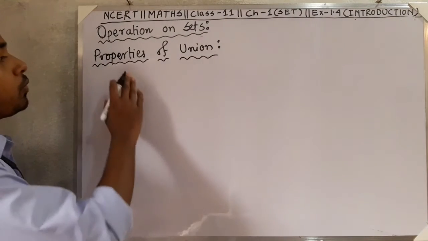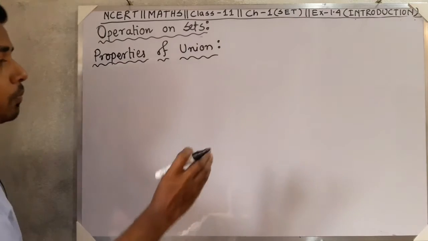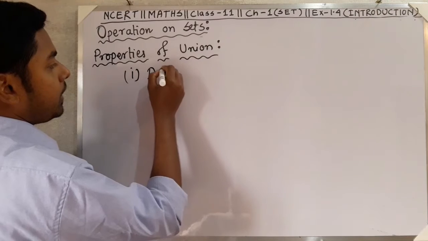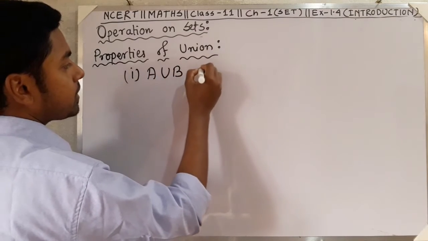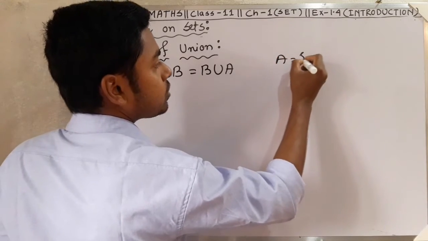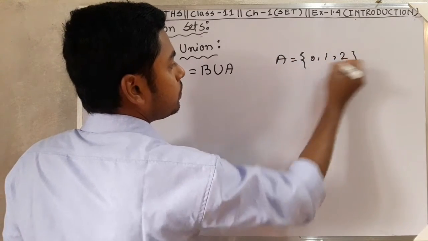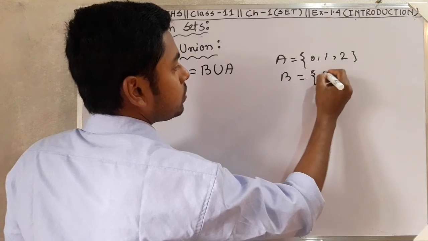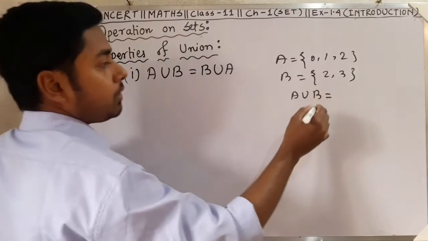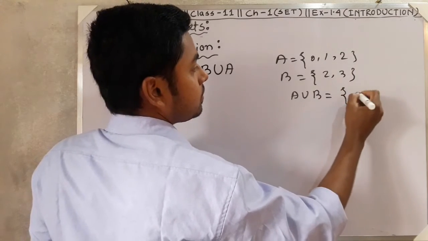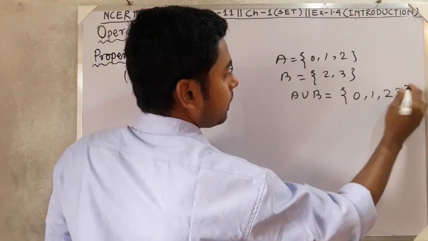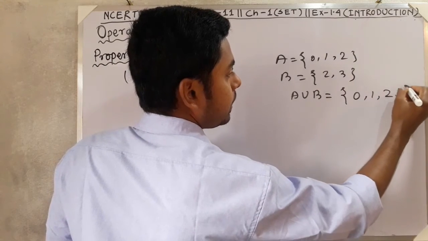Now we will know properties of union. Okay, so what are the properties of union? So first property I am writing commutative property, that is what? A union B is equals to B union A. Suppose I am taking an example. A is equals to 0, 1, 2 and B is equals to 2, 3. So what is A union B? A union B is 0, 1, 2 common and 3. Okay, this is the A union B.